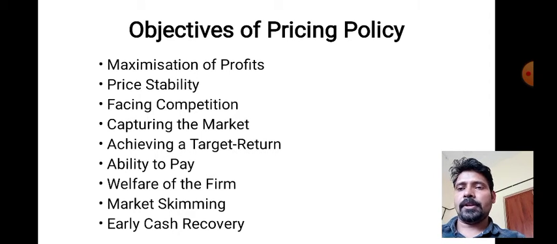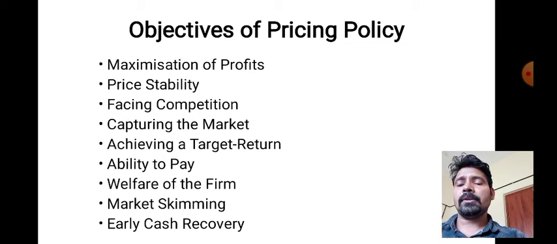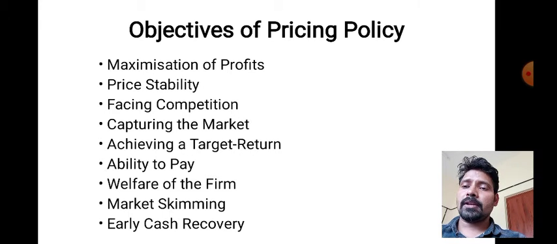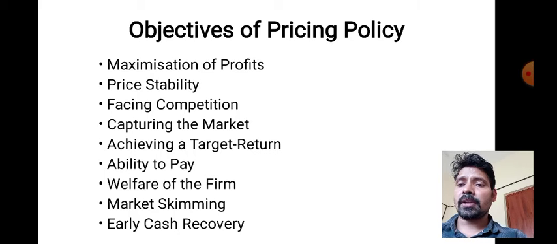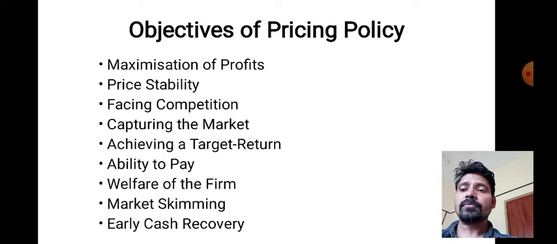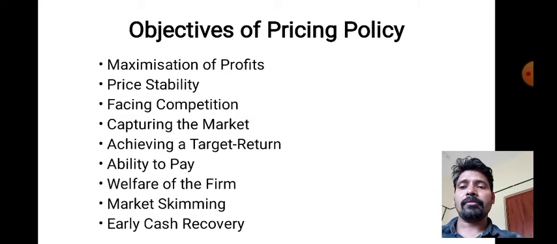Second one is price stability. Pricing policy's second main objective is a stable price. Instead of reducing, increasing or changing prices because of changes in demand and supply in the market and competition, firms usually vary their prices. Therefore, in order to maintain the stability of the price and the profit of the company, industry or firm, it always sets a judicious price with concern for price stability. This price stability also helps maximization of profits.